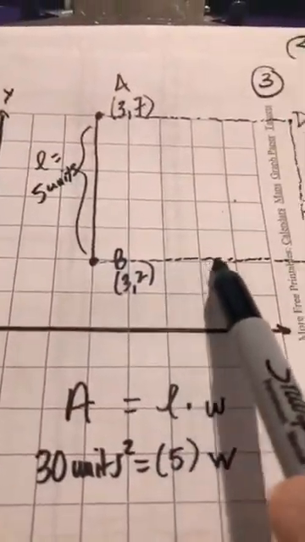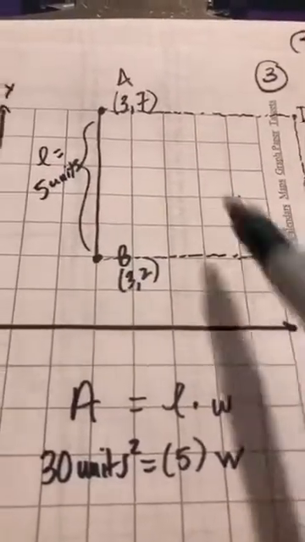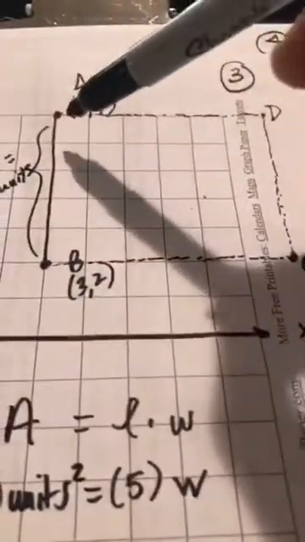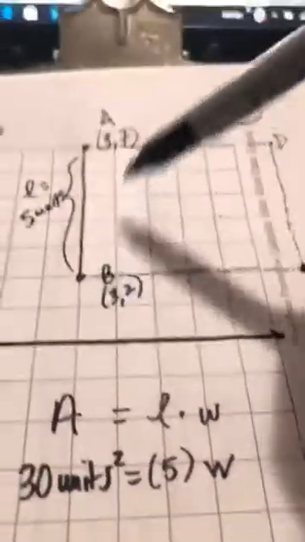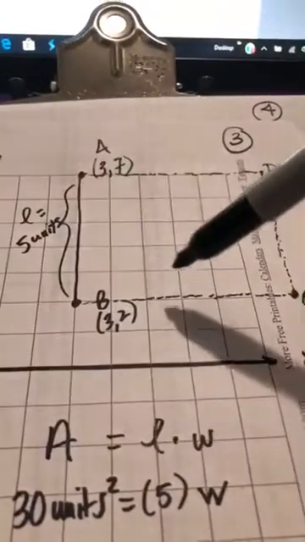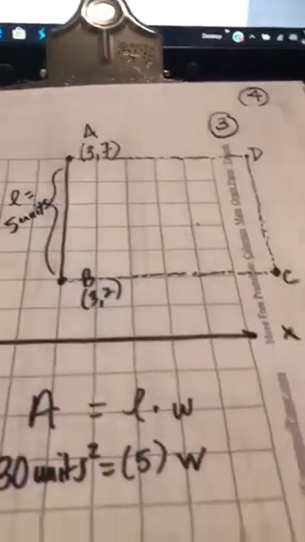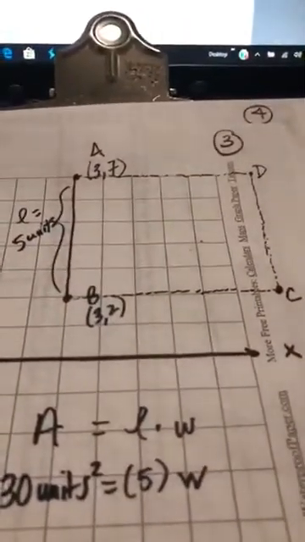Okay, so if this is 1, 2, 3, 4, 5, 6 units, and this is 5, 6 times 5 would give me 30 units squared, because units times units, remember, gives us our units squared. And again, if you wanted to double check, you could just count the squares. 1, 2, 3, 4, 5, 6, 7, 8, 9, 10, 11, 12, 13, 14, 15, 16, 17, 18, 19, 20, and so on. Okay, so we know we're correct.